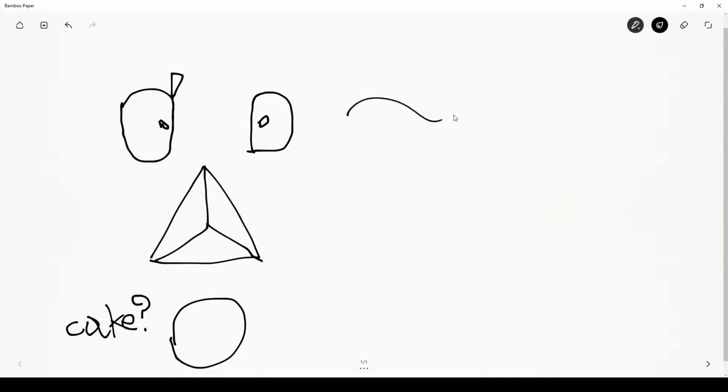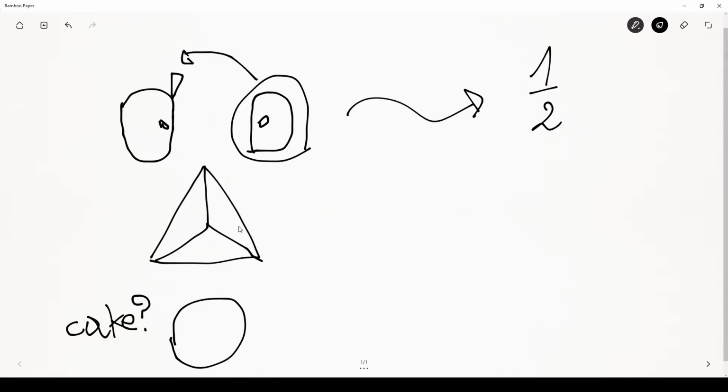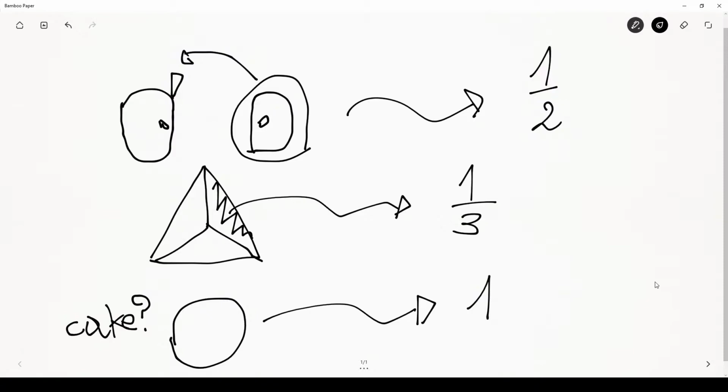So here we have half an apple, because this is 1 out of 2 parts. Here we have 1/3 of a triangle, because this is 1 part out of 3 equal parts which compose this triangle. And here we have a whole cake. This is not a fraction. However, fractions are parts of a whole, so the number 1 is important.